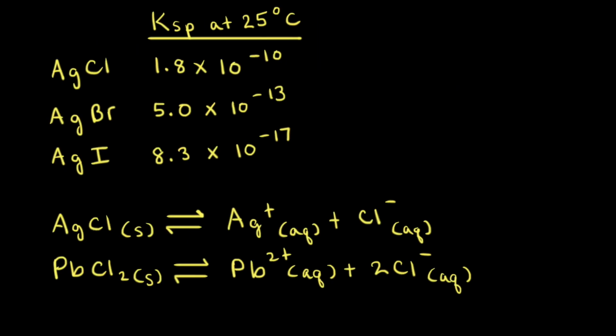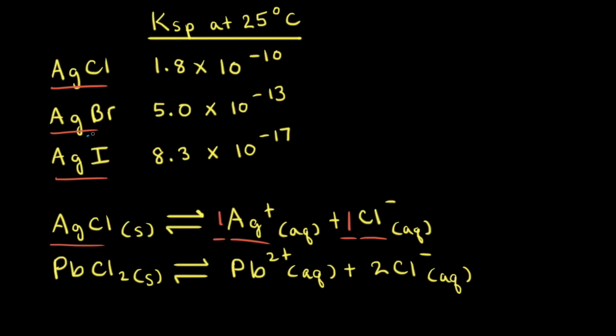KSP values can be used to predict the relative solubilities of salts that produce the same number of ions in solution. For example, silver chloride, silver bromide, and silver iodide all produce 2 ions in solution. Let's look at the dissolution equation for silver chloride to see why this is true. Solid silver chloride turns into Ag plus and Cl minus. So that's 1 Ag plus ion and 1 Cl minus ion for a total of 2 ions in solution.